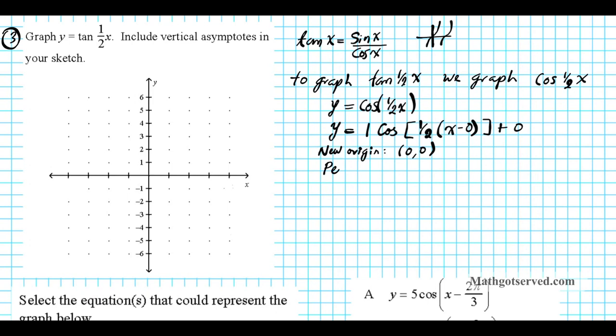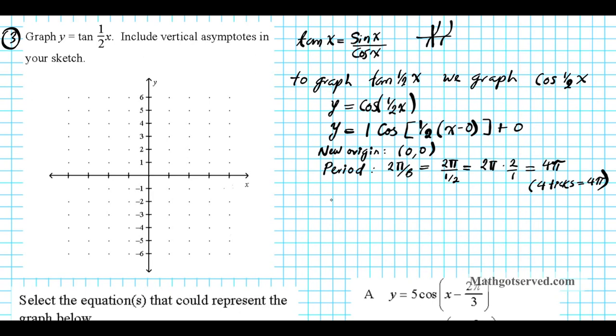Our period is 2 pi over b, and we can clearly see that b is 1/2. So we have 2 pi over 1/2. How do you divide 2 pi by 1/2? We multiply the numerator by the reciprocal of the denominator, which is the same thing as dividing. So we have 2 pi times 2 over 1. We'll multiply it across, we have 4 pi. That's our period. So this tells us that 4 ticks will be equal to 4 pi.